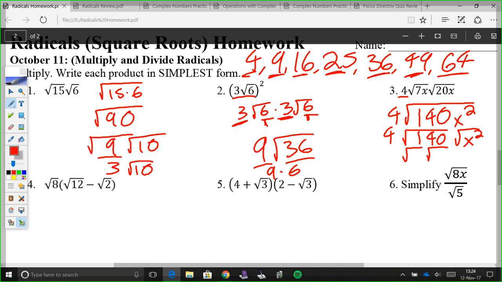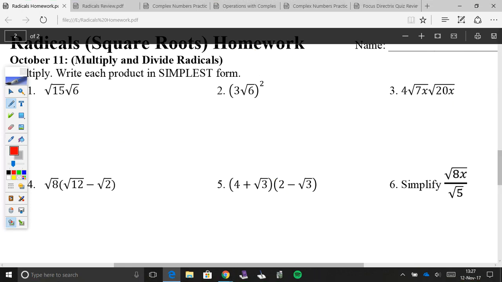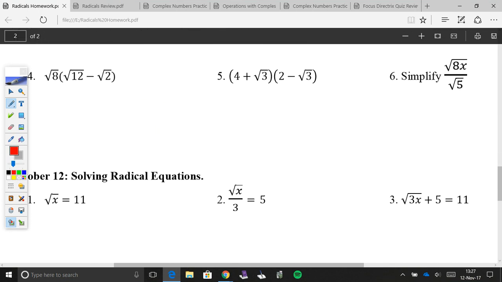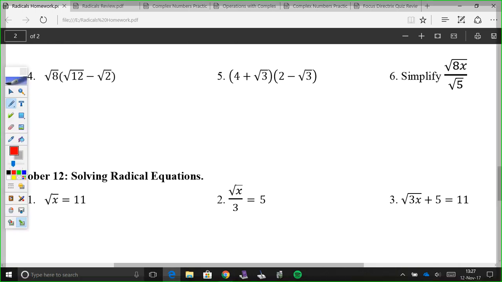Now for numbers 4 and 5, you're just distributing. Square root of 8 times the square root of 12. Again, since they're both inside square roots, we just multiply the 8 and the 12 together. That would be, I think, the square root of 96. And then you multiply the square root of 8 times the square root of 2, which would make the square root of 16. And then you'd simplify those two parts.